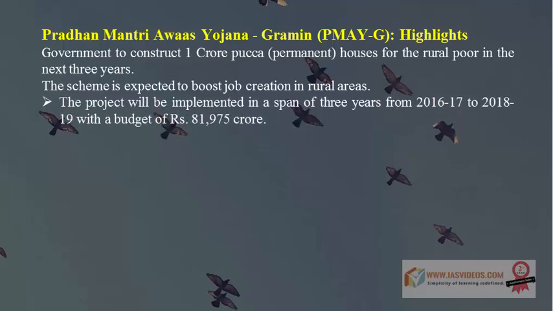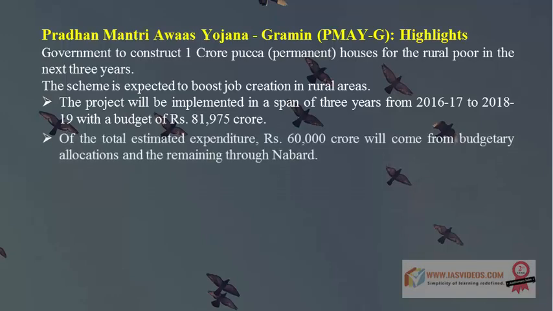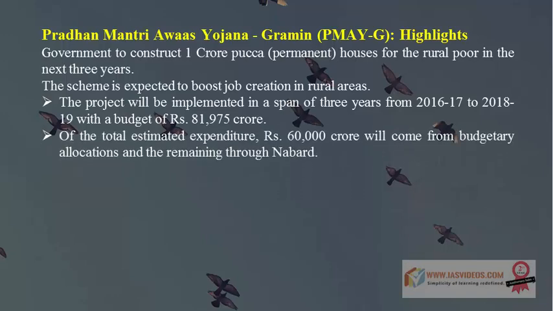The project will be implemented in a span of 3 years from 2016-17 to 2018-19 with a budget of Rs 81,975 crore. Of the total estimated expenditure, Rs 60,000 crore will come from budgetary allocations and the remaining through NABARD.